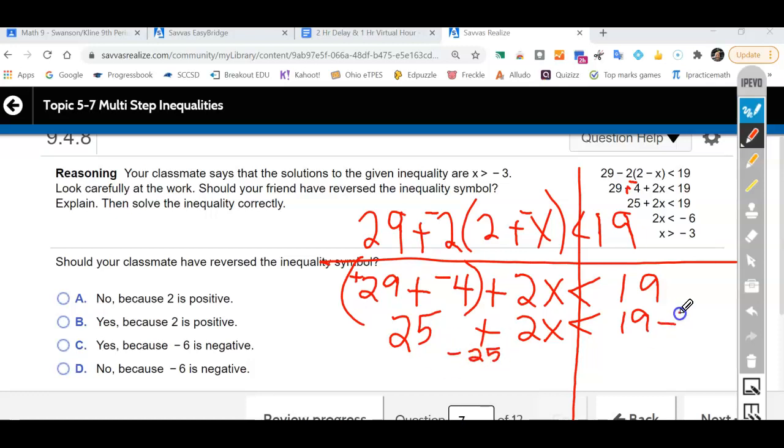Okay, so 19 minus 25 is the same as 19 plus negative 25. And it doesn't matter that the 19 is first. Remember, we subtracted this, so we have 2x by itself, less than 19 plus negative 25. You're adding a negative and a positive, so you're really subtracting them. Okay? Yes, sir. Negative 6.